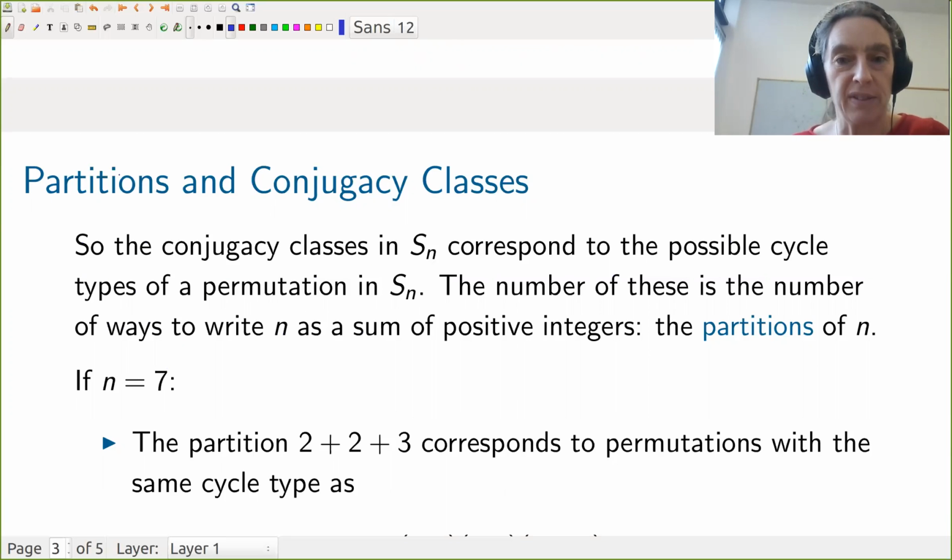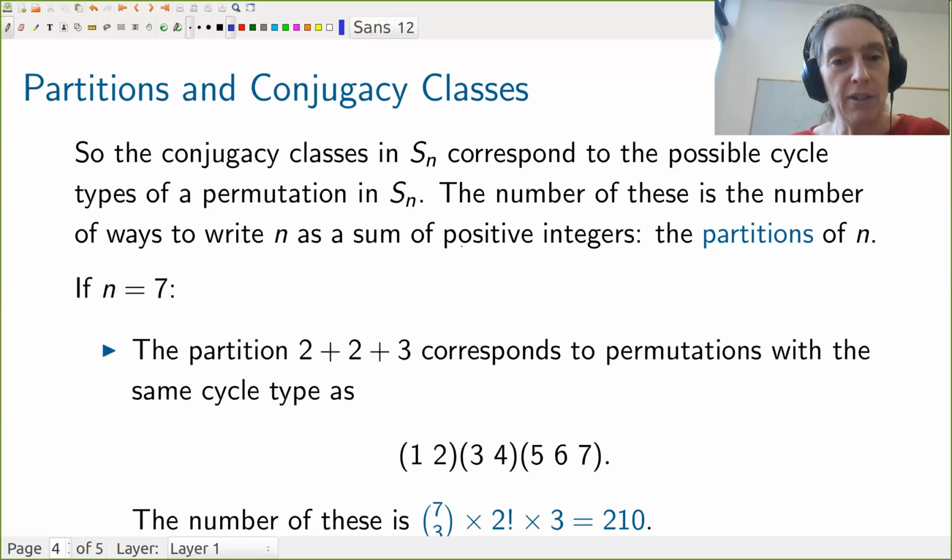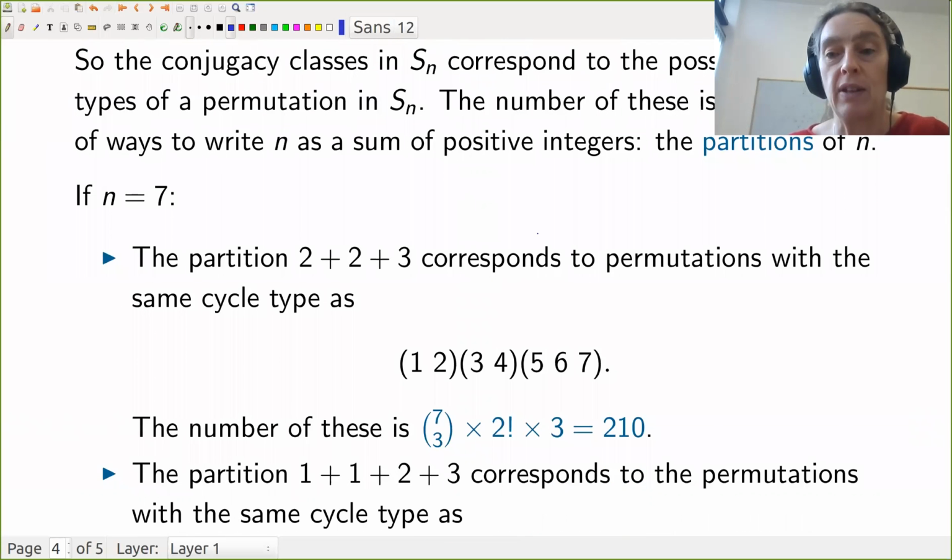So if n equals 7, for example, we can say that the partition 2 plus 2 plus 3 of 7 corresponds to permutations with a cycle type of a 2-cycle, a 2-cycle, and a 3-cycle. So there's an example of a permutation that has that cycle type, and of course the entries that appear in each cycle are disjoint from each other in all cases. None of them are shared.